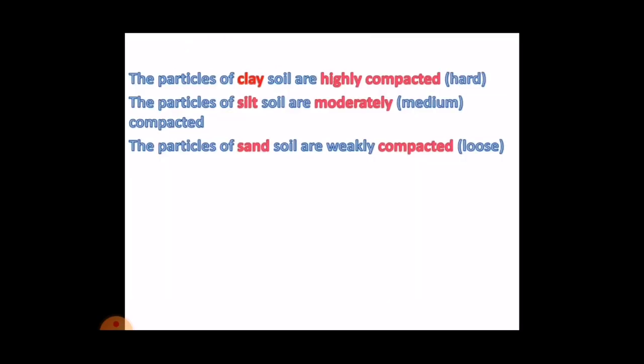Again, we can conclude that the particles of clay soil are highly compacted or hard. The particles of silt soil are moderately or medium compacted. The particles of sand soil are weakly compacted or loose.